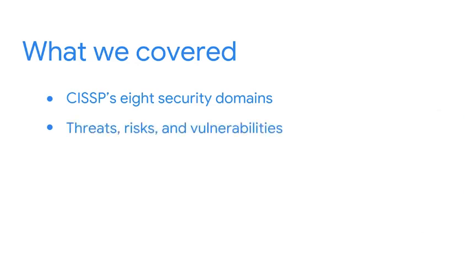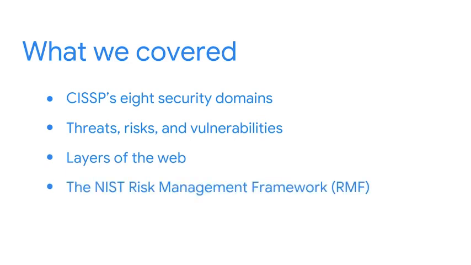You've now completed the first section of this course. Let's review what we've discussed so far. We started out by exploring the focus of CISSP's 8 security domains. Then, we discussed threats, risks, and vulnerabilities, and how they can impact organizations. This included a close examination of ransomware and an introduction to the 3 layers of the web. Finally, we focused on the 7 steps of the NIST Risk Management Framework, also called the RMF.